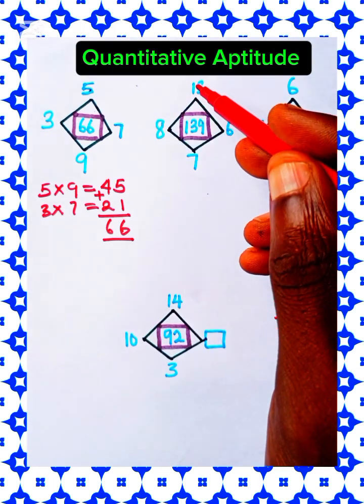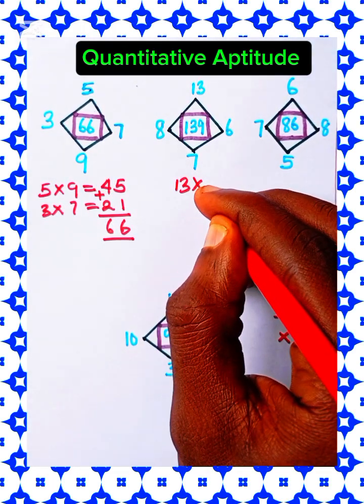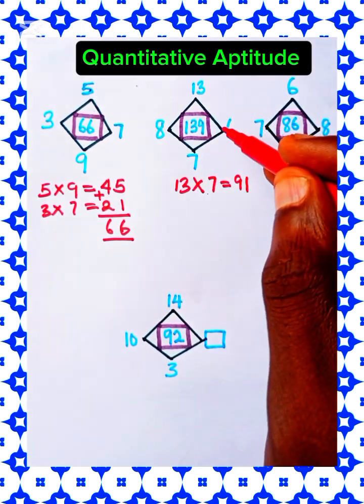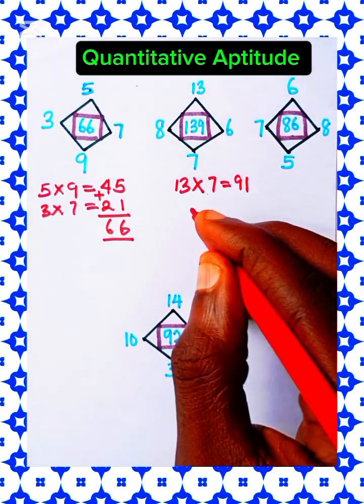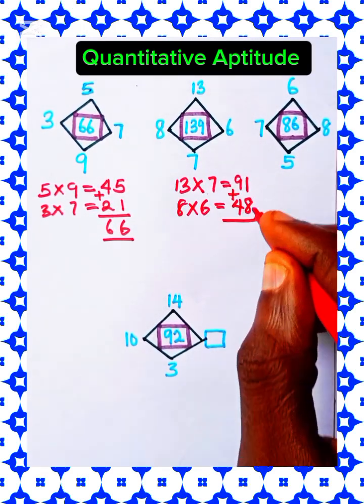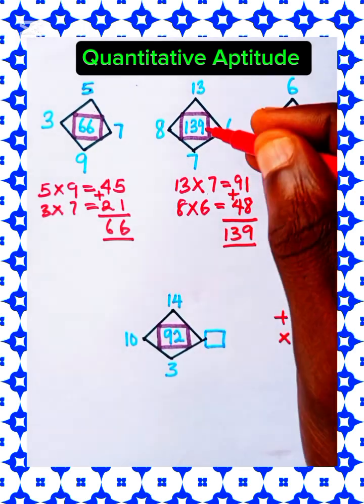Now let's use the same pattern in evaluating this. The top number, which is 13, multiplied by the bottom number, which is 7. And that gives us 91. Then let's also look at this other way around. 8 times 6 is equal to 48. Now let's sum the two results. 1 plus 8, that's 9. 9 plus 4, 13. So which is 139. And that's what we have here.